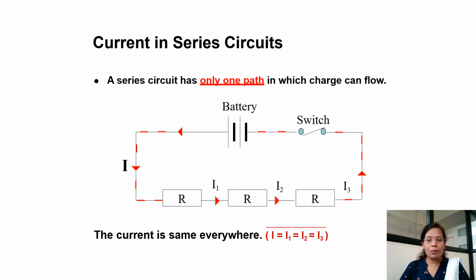The same current flows through each and every resistance which is connected in the circuit, because the resistors are connected in a series manner. Therefore, the total current I is equal to I1 is equal to I2 is equal to I3. It means that the same current flows through all the resistances.